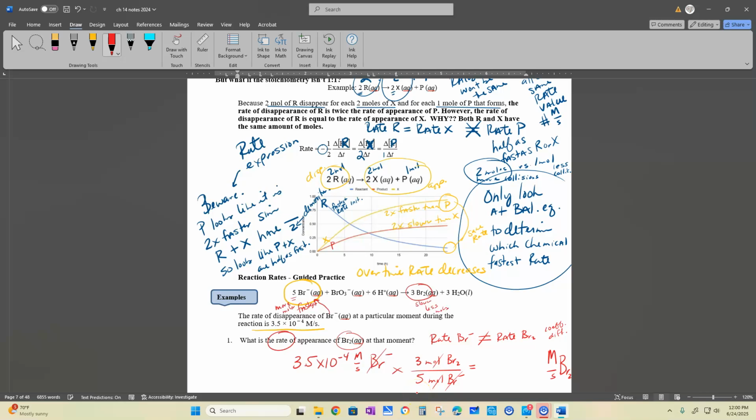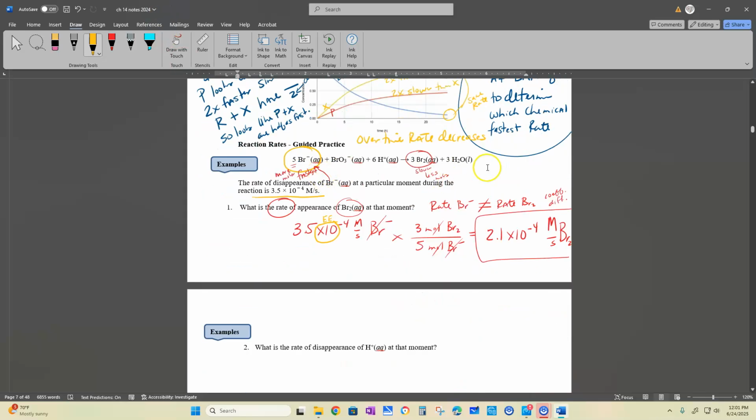Okay, so let's plug it in. So 3.5 to the negative 4, and then times 3, and then divide by 5. And there you go. See, it's slower. 2.1 times 10 to the negative 4. Okay? Just a little word to the wise. Don't forget when you're plugging in scientific notation, okay, hit that E button, 3.5, E button, negative 4. Okay? Let's try another one.